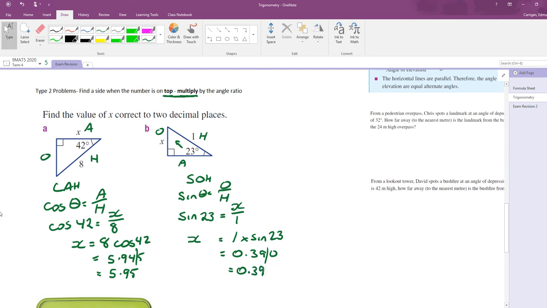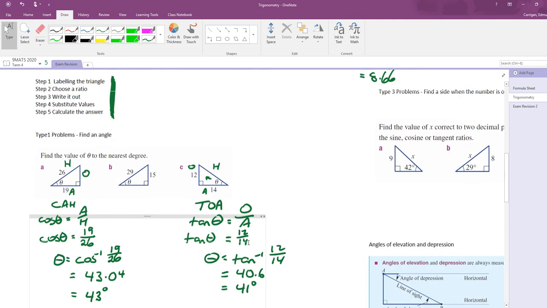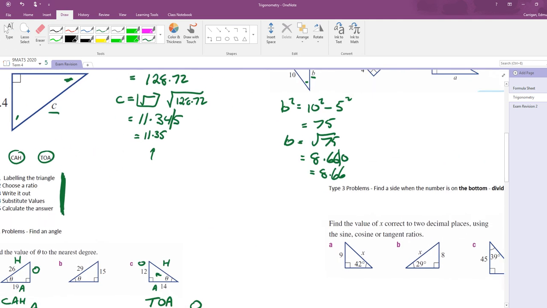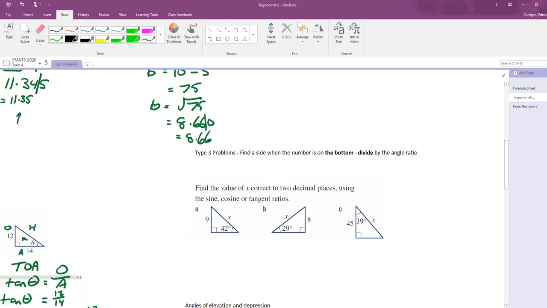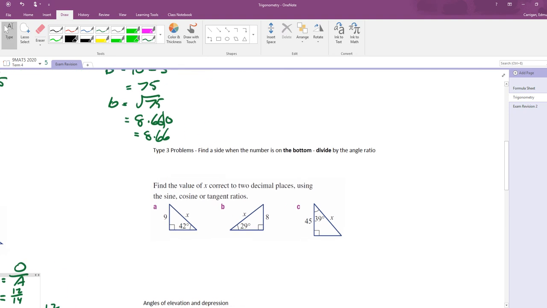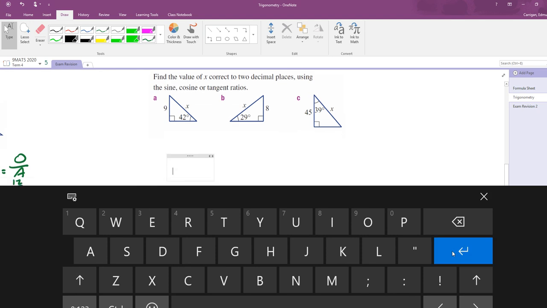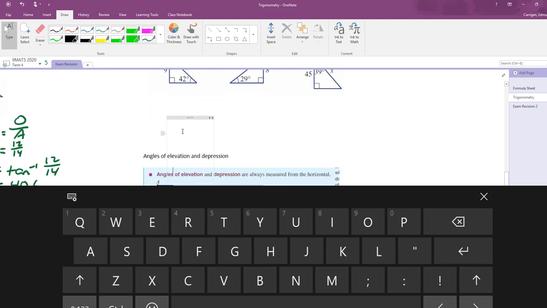Okay, so whenever we set it up and we find what we're looking for is on top, we simply multiply them together. Now what we're going to do is look at our third type of problem. This is the type of problem when we get to our ratio, the number we're looking for is on the bottom. And when we do that, we're going to divide by the angle ratio. So what we're going to do here is, that didn't work very well.